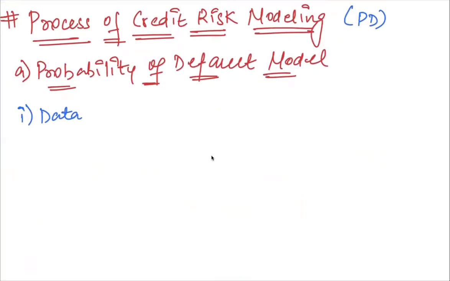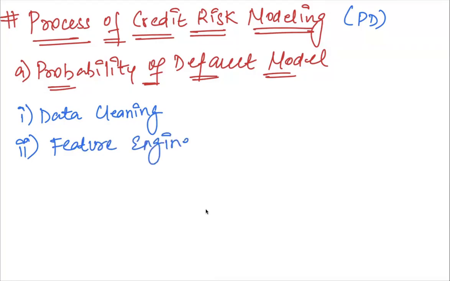Now what you have to do as a credit risk modeler, or as a quant, or as a risk modeler? The first thing is to clean the data. The first step is to clean the data. The second step is to perform feature engineering. The third step is to perform data analysis. It is also called exploratory data analysis, or you can say data analysis.